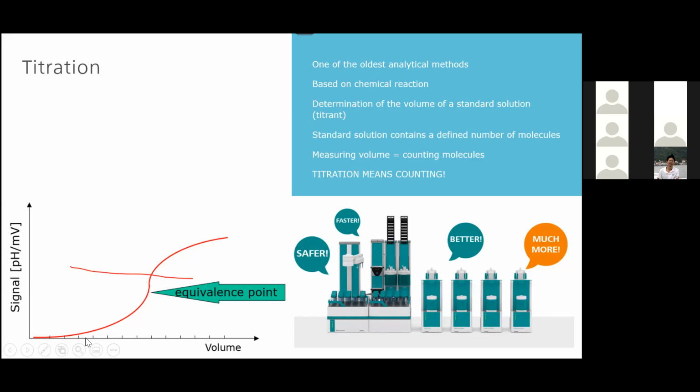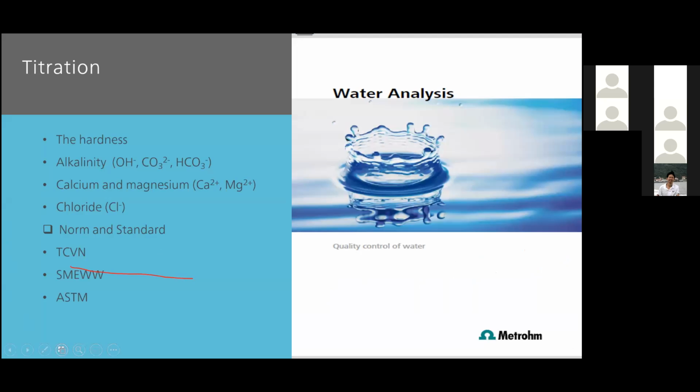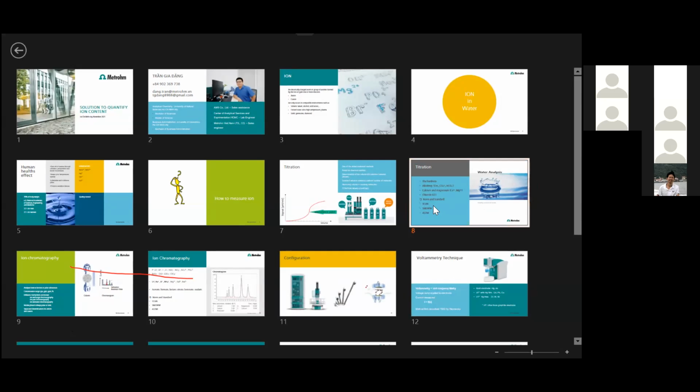So could you see this diagram, which illustrates the process of titration. At the equivalence point, you will get a curve, and this will indicate the reaction of the two compounds has reached the endpoint. Yeah, this will be the endpoint of the reaction.